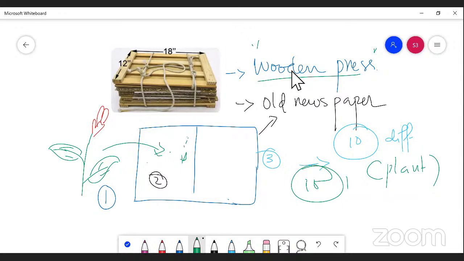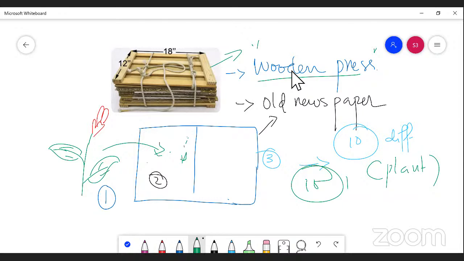After keeping these 10 plant materials covered by old newspaper in between the two wooden boards, the ropes are taken out. The plant materials are inserted between the upper side and the lower side of the plant press. After keeping them at the center, tie the wooden press using rope. Now this plant press should be left for 24 hours.